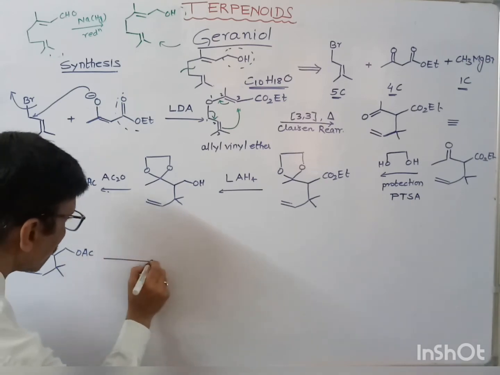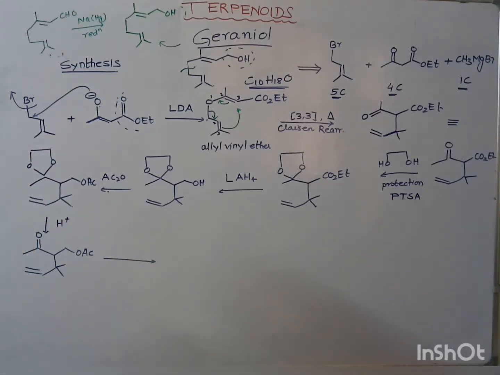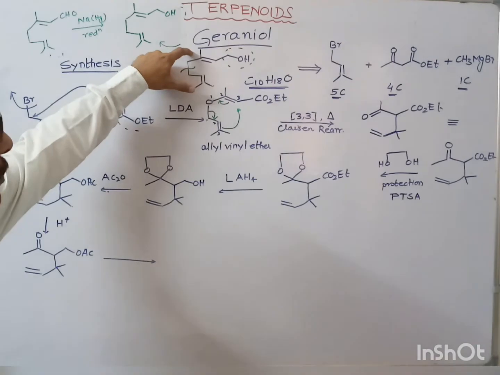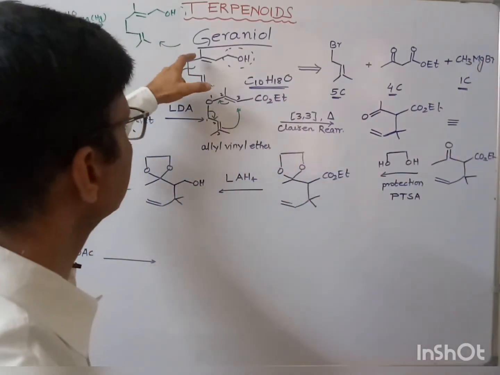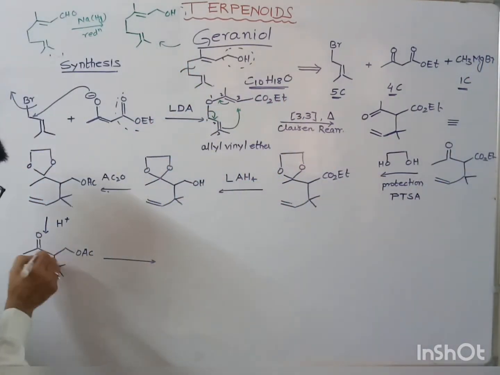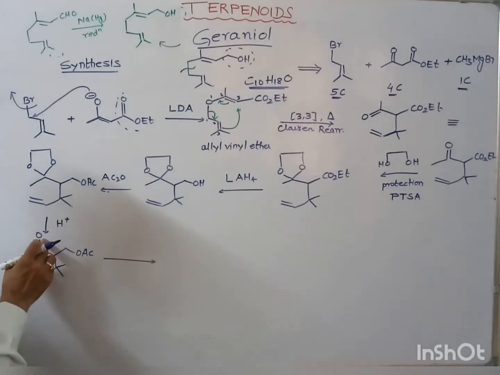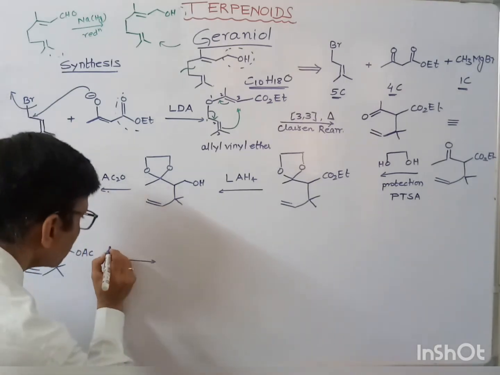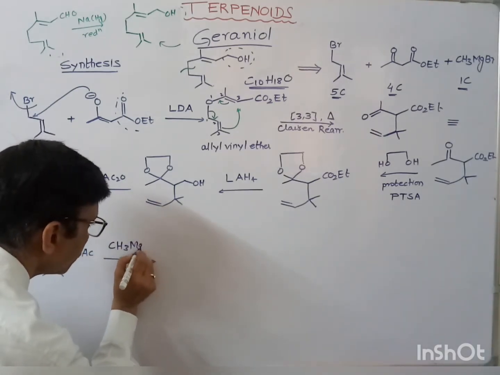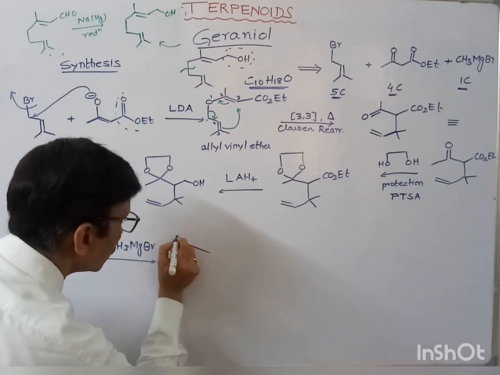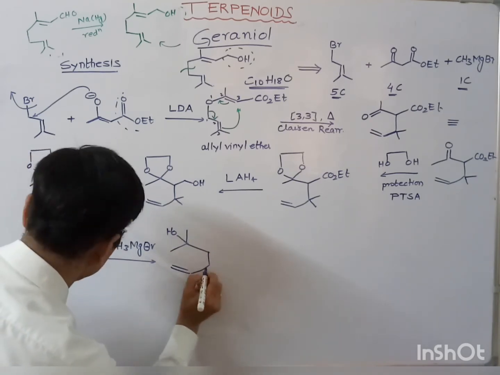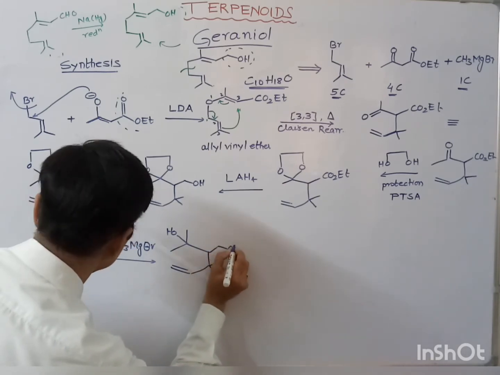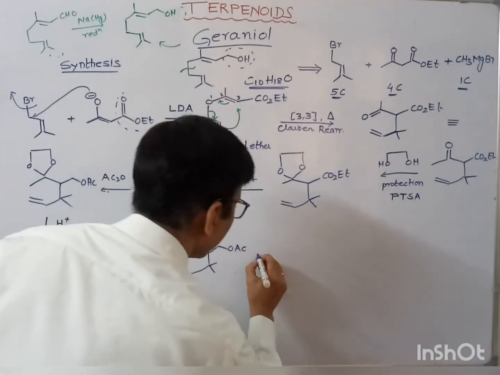Now you may see that in place of this keto group, I have to bring the methyl group. The methyl group may be added by using methyl magnesium bromide. In presence of methyl magnesium bromide, in place of this keto, we will have the methyl group and OH group. So we add methyl magnesium bromide, and we have the OH group over here, and this is methyl, OAc. Clear?